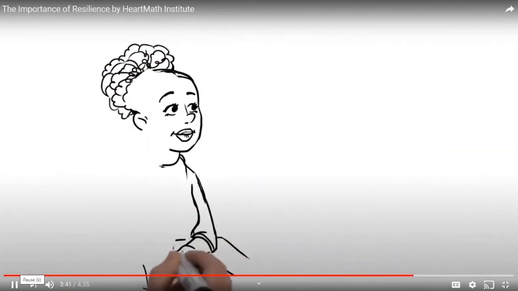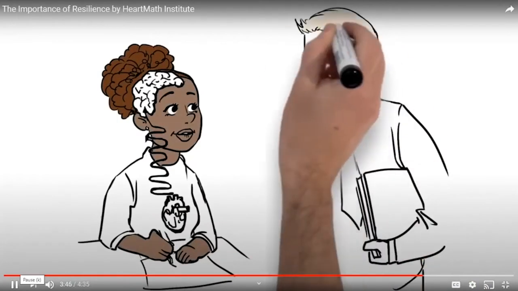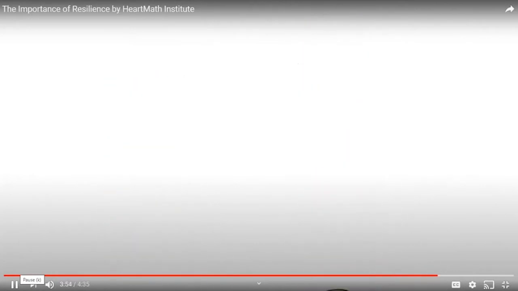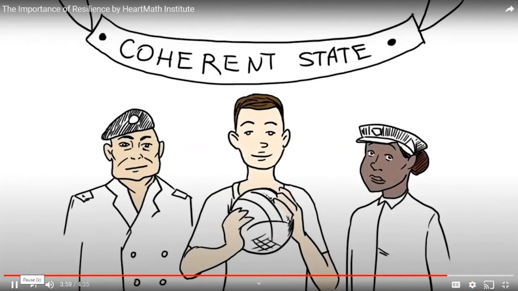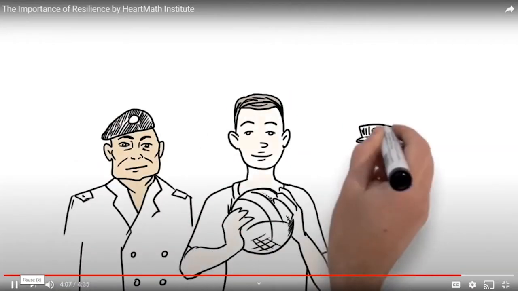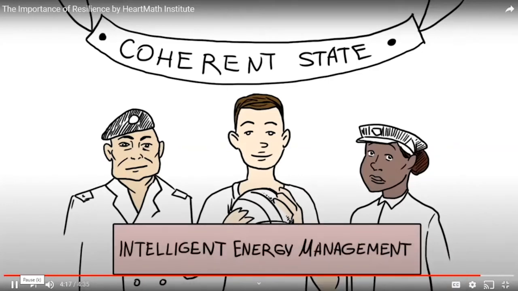Here's the bottom line. Scientifically speaking, when we are in a coherent state, the neural signals the heart sends to the brain improve the functioning of brain centers involved in decision-making, creativity, and how we perform. No wonder so many elite athletes, military and law enforcement personnel, and others want to get into a coherent state these days. Practicing HeartMath's resilience-building tools and technologies helps stop energy drain and builds up our energy reserves and resilience. It's what HeartMath calls intelligent energy management.